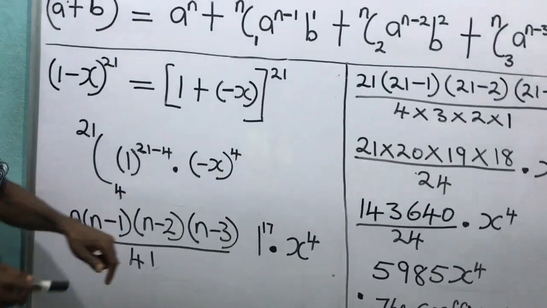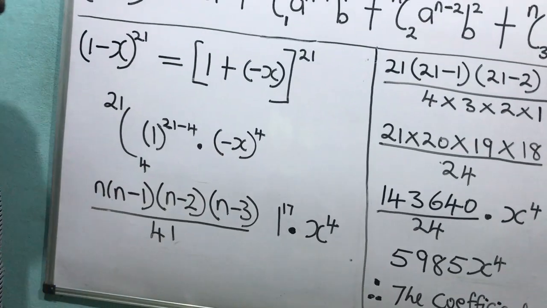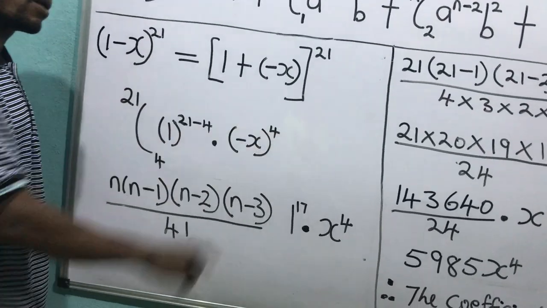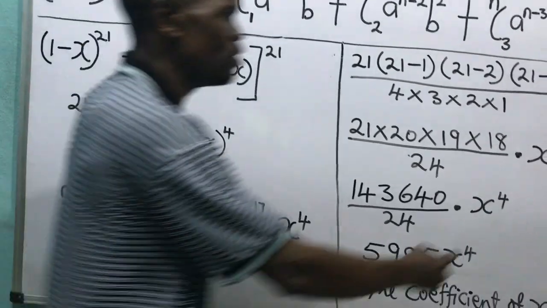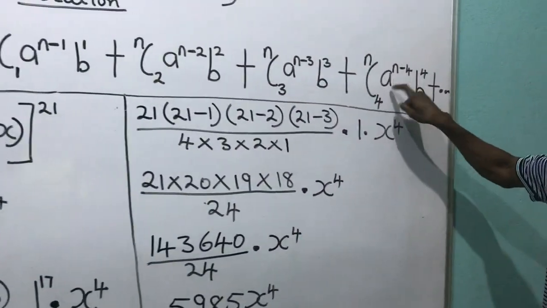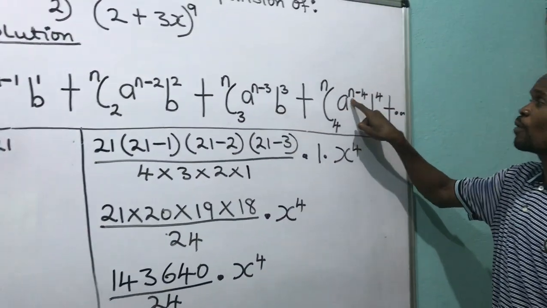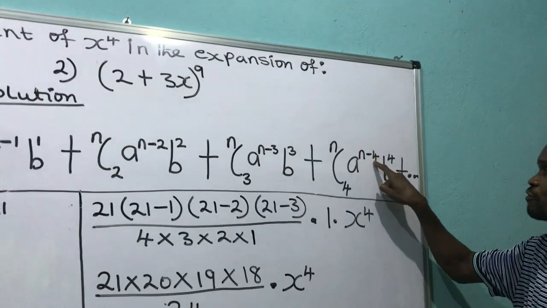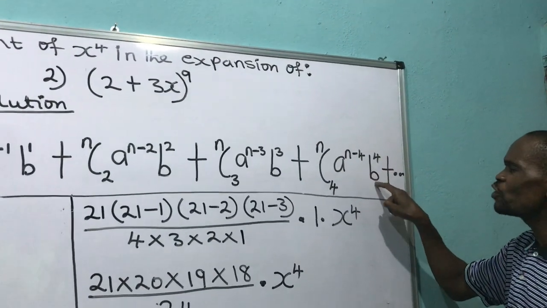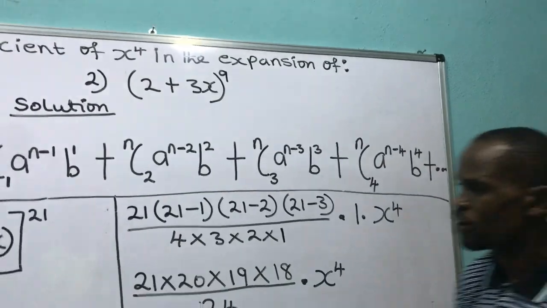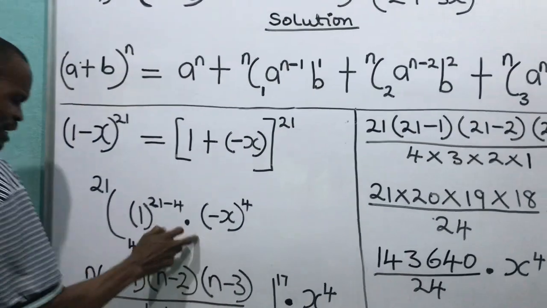If I remove B now, I'll put minus x, and that will be raised to power 4. And that's what we did here. Look at it, A now is 1. Come over here, A is 1 raised to power 21 minus 4, and B is minus x all raised to power 4. That's what I did here.